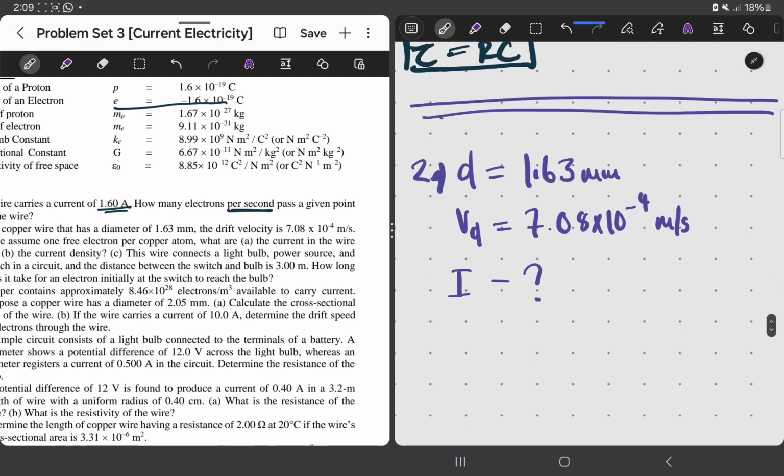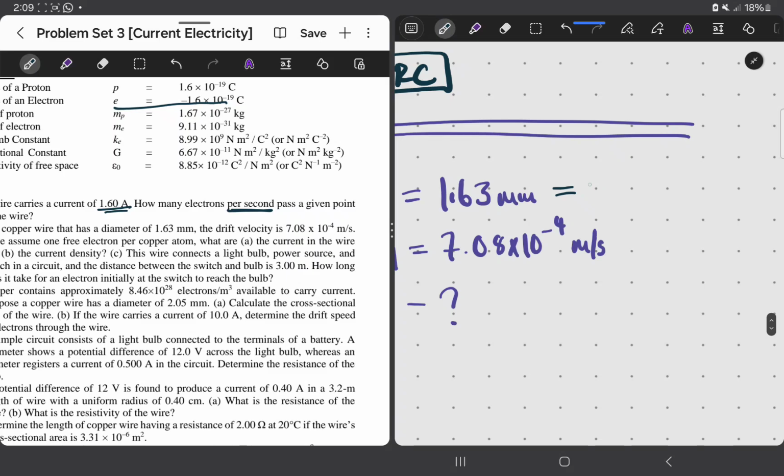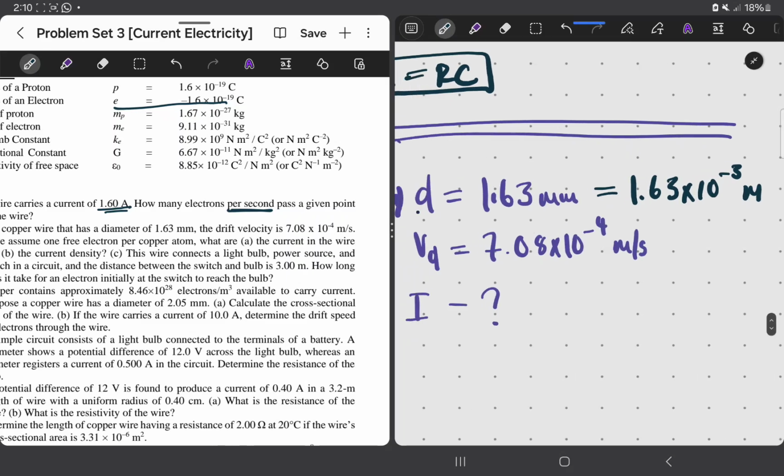So what am I going to do now? I'm going to see that I have D, the diameter, and I should change it to 1.63 times 10 to the negative 3 meters, because that's what milli means. You can't keep it as millimeters. That's not an SI unit. So watch out for that.